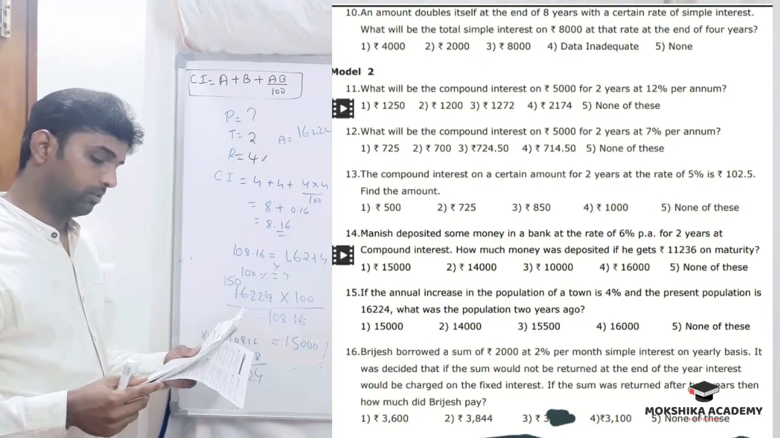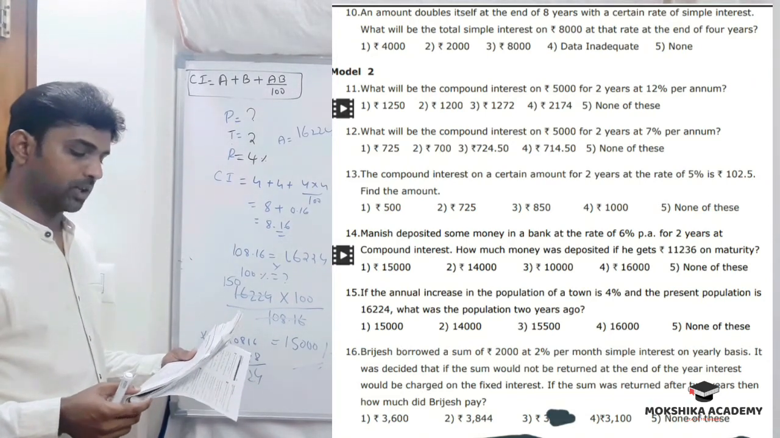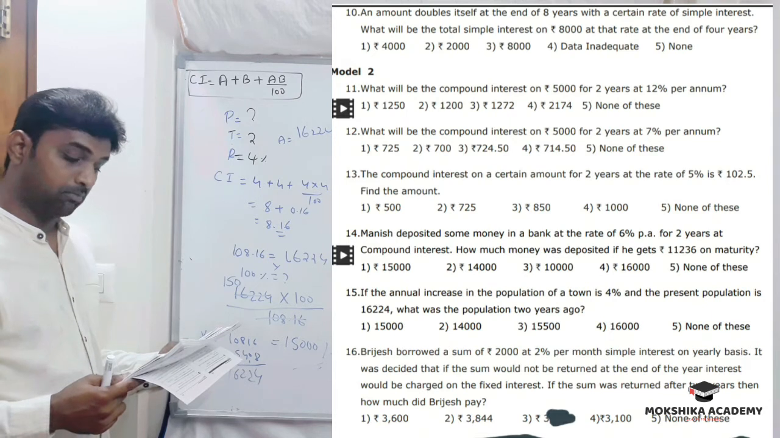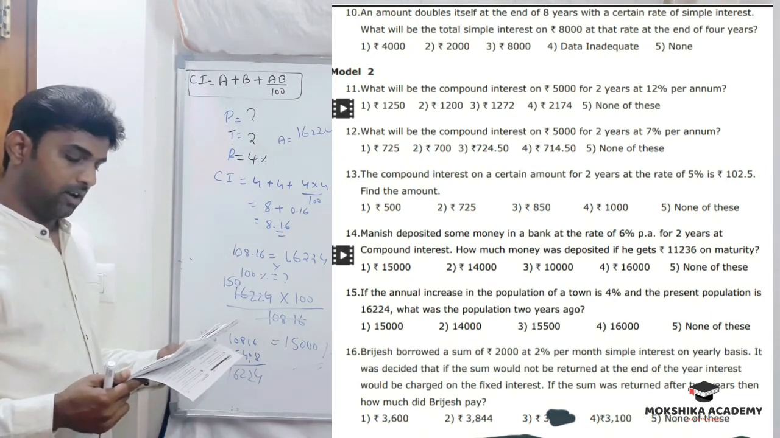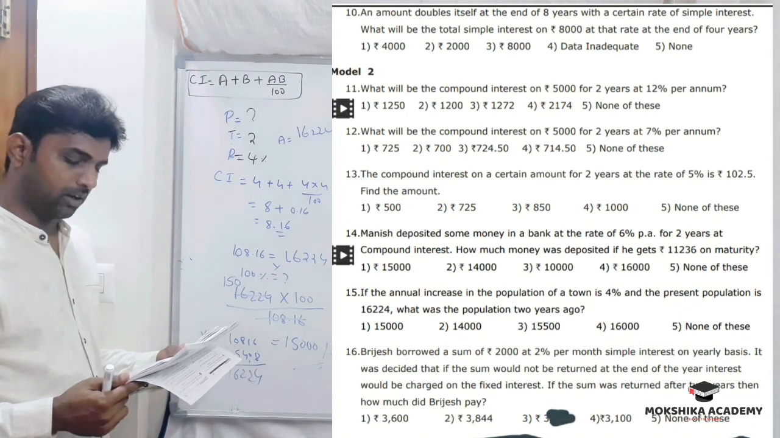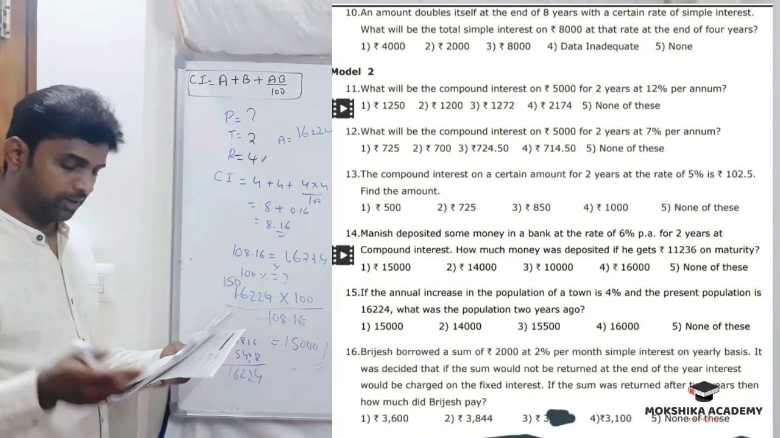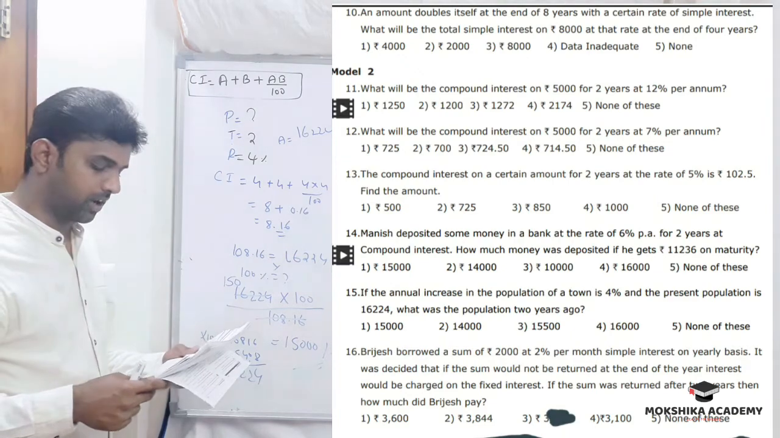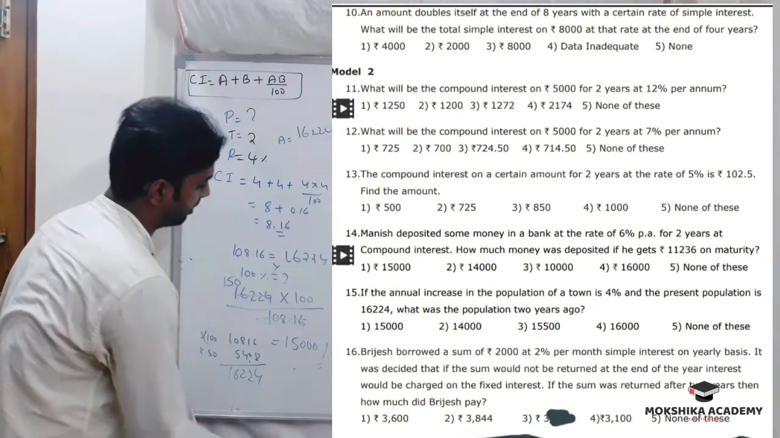So look at the next question here. Brijesh borrowed a sum of rupees 2,000 at 2% per month simple interest on yearly basis. It was decided that if the sum would not be returned at the end of the year, interest would be charged on the fixed interest. That means compound interest. If the sum was returned after 2 years, then how much did Brijesh pay? Let us see.